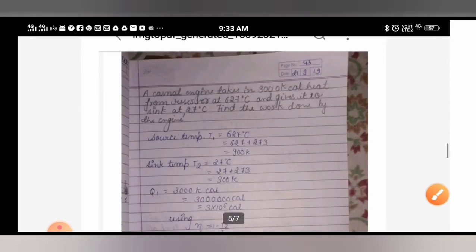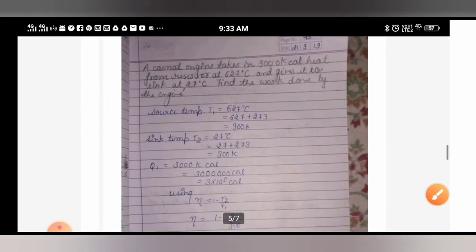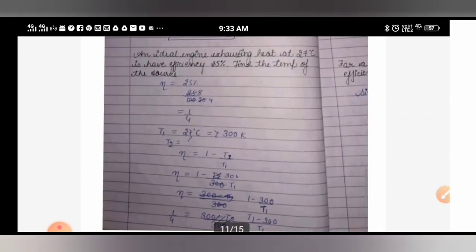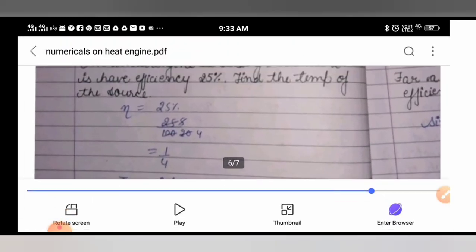Okay, simple mathematics. Next question is also very simple. So students, I'm going to share this PDF with you. Just go through these numericals. For any query you can ask me. You can drop a message in the chat box. Okay, so one more question is there related to temperature. I will dictate this also.